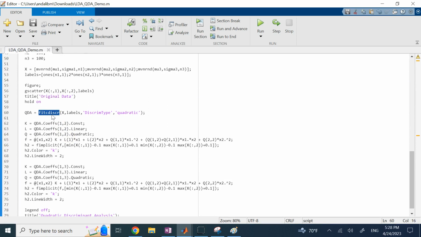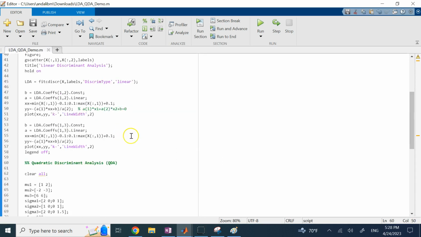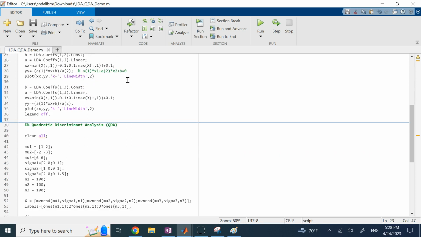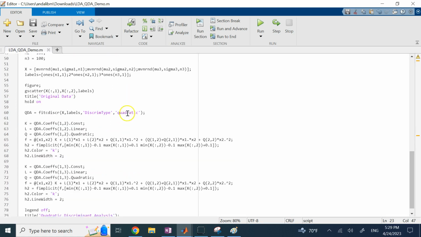And this time, the only thing I change in this fit C discriminant is the discriminant type, and I pass it quadratic. Last time it was linear. And since it's the default, if you just eliminate this part of the code altogether, it's going to give you linear. So if you don't say discriminant type, it assumes it's linear, but you can say it if you want. And here you have to definitely say that it's quadratic. So you generate that. Now this time, the equation of the line is a parabola.